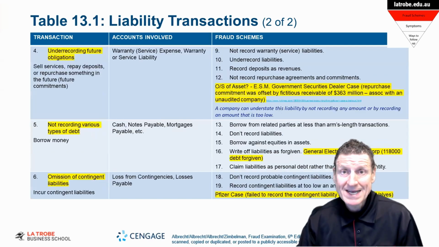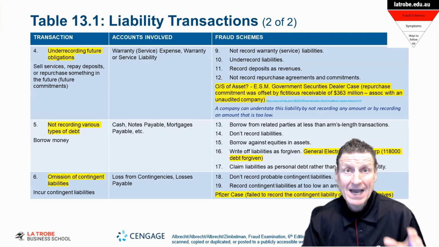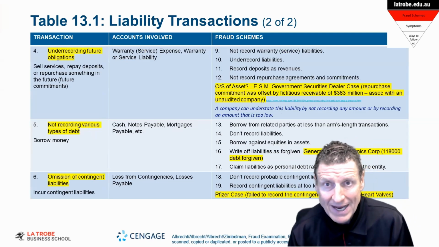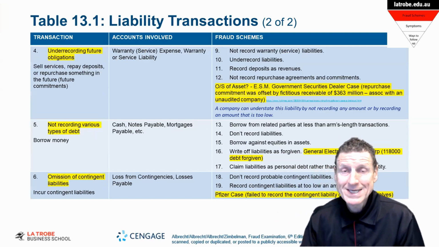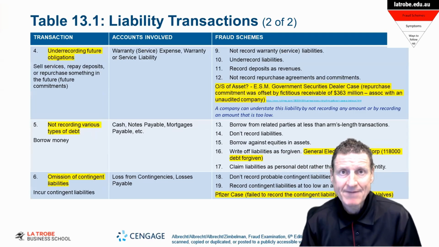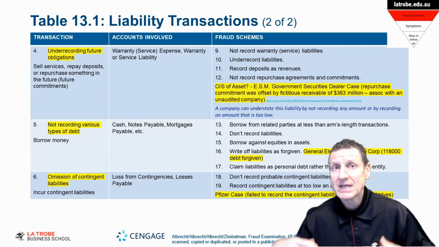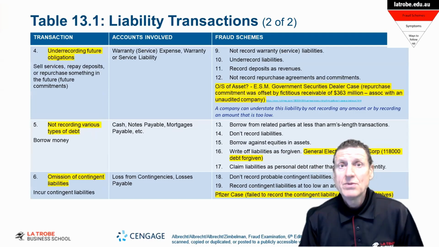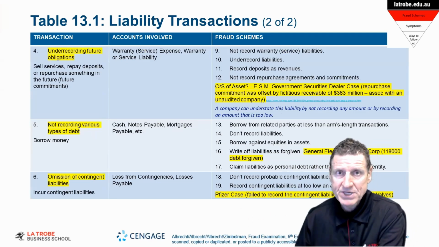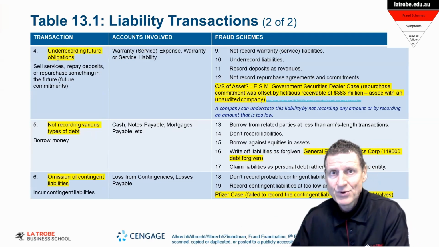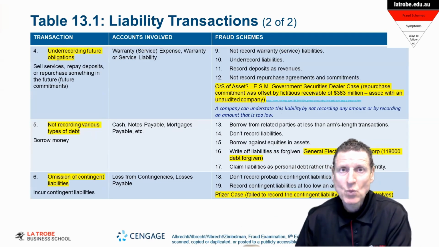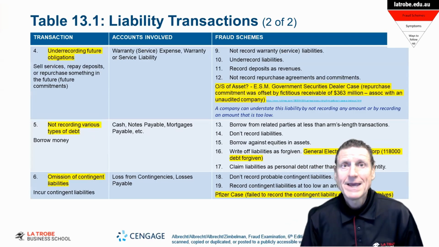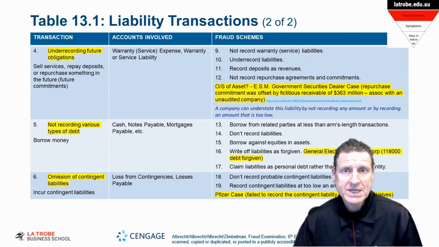Other examples of transactions: not recording warranty liabilities. So if you're a car manufacturer, you sell cars, there are liabilities associated with warranties that you give with the sale of the car. For example, you buy a Kia or a Hyundai, you get 7 years maintenance free. You buy another car, you might get 10 years free, like Mitsubishi Motors was offering. Then they have to have a contingent liability for these warranties. If you don't record that, then you are understating your liabilities. Not recording various types of debt. And there's a number of examples here.